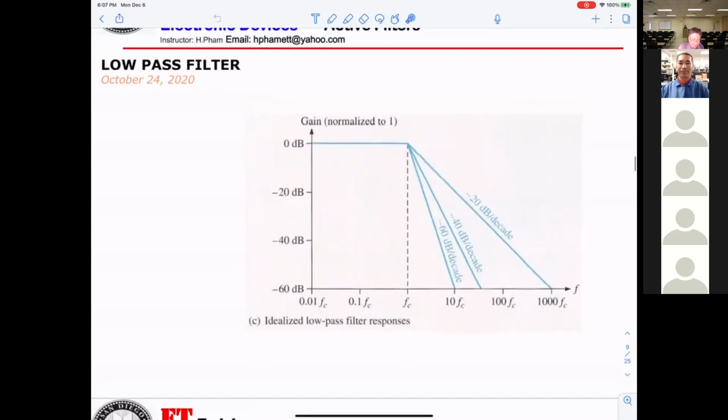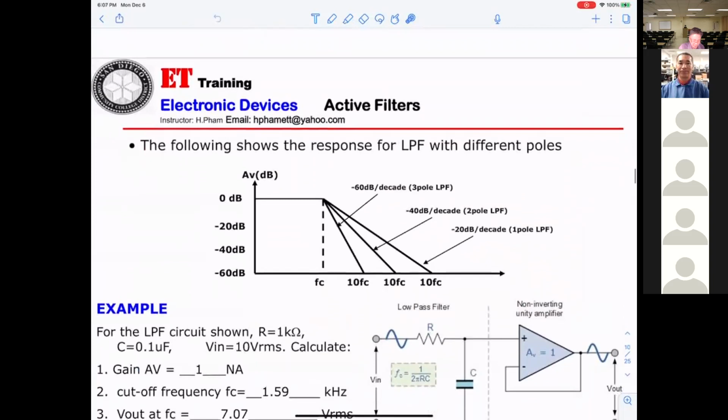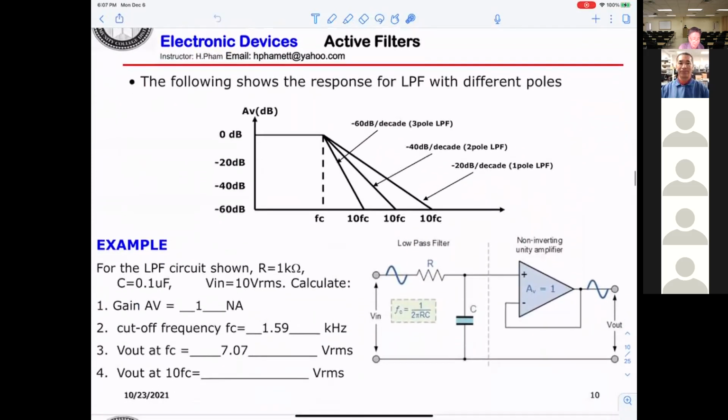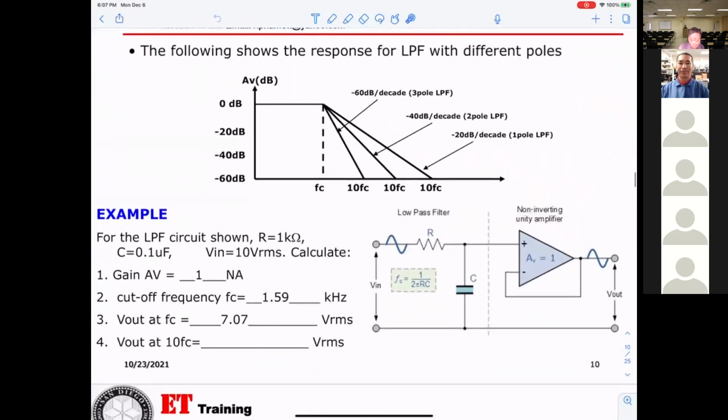Okay, any question up to this point? Okay, if not, let's see. That will show you, in detail, 1-pole, 2-pole, 3-pole.